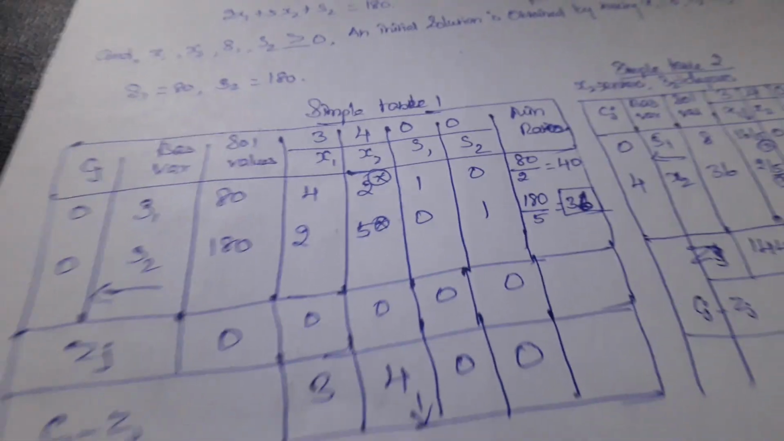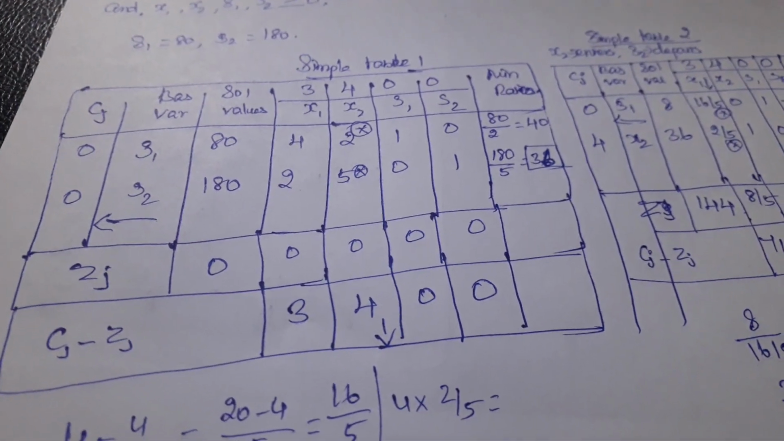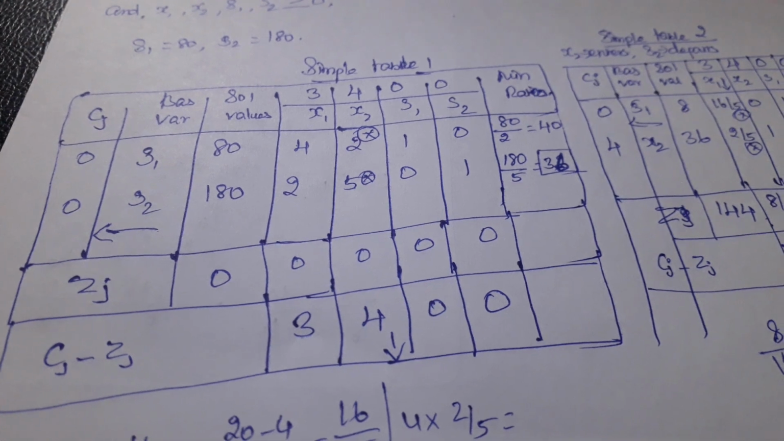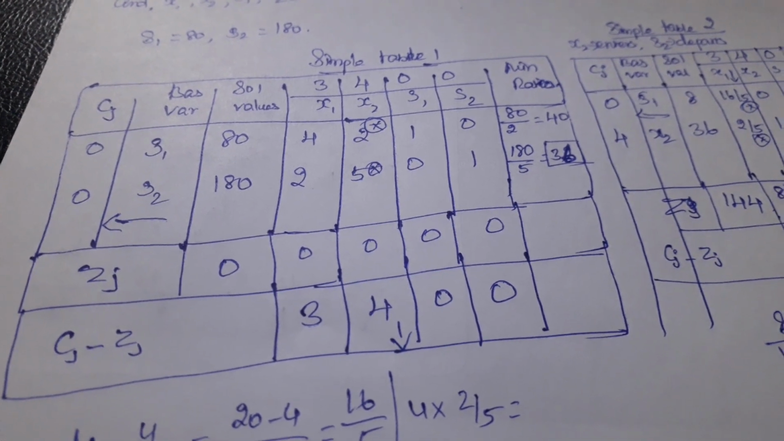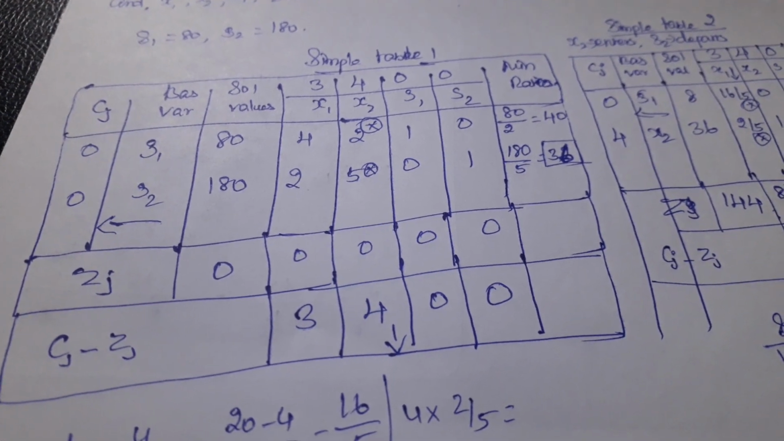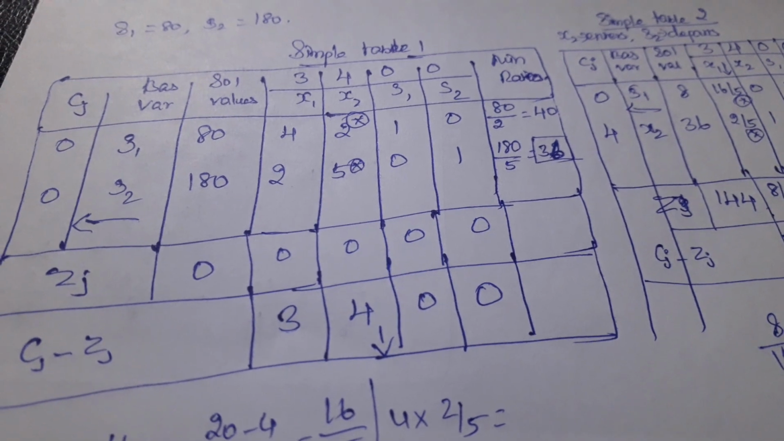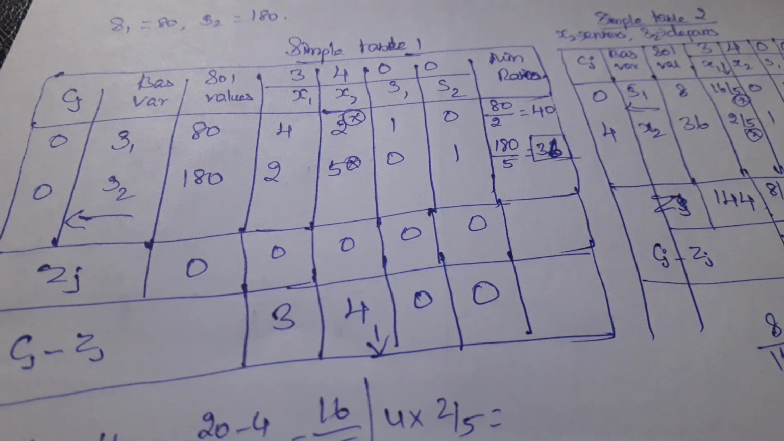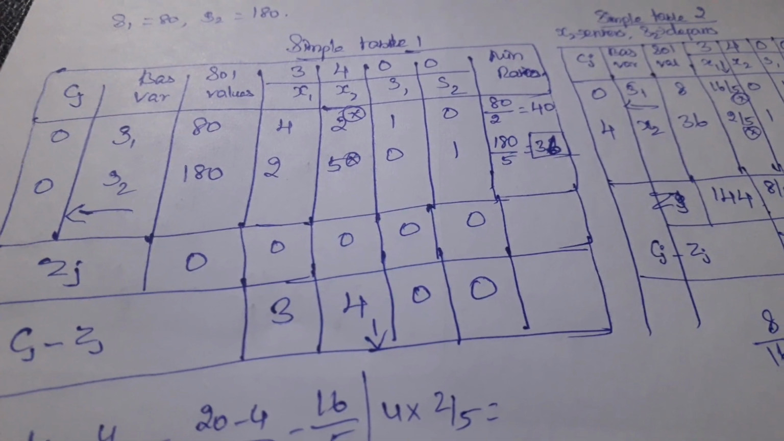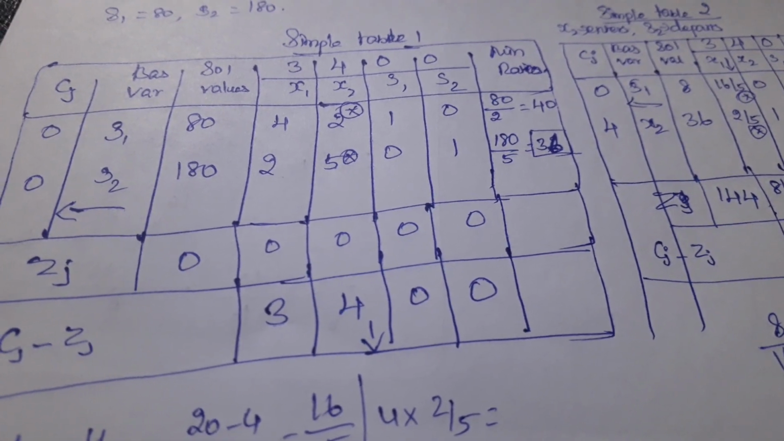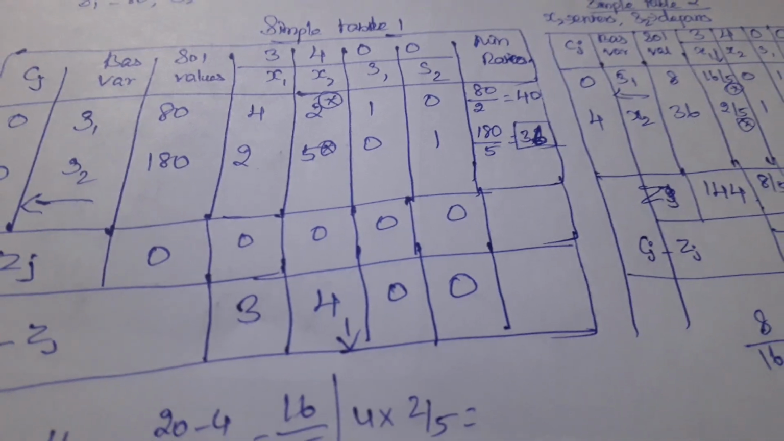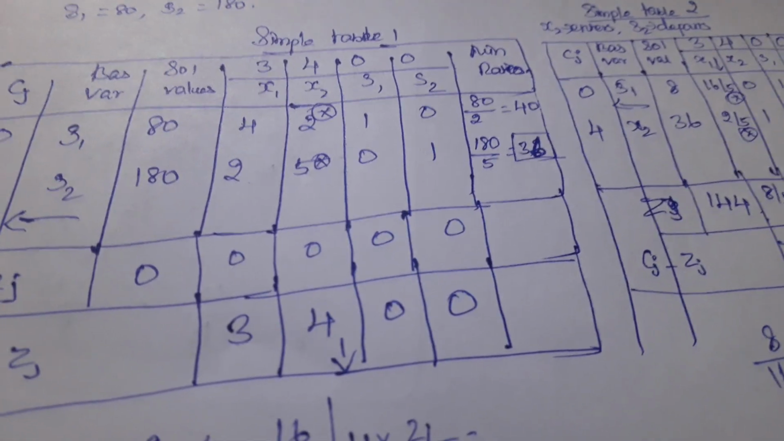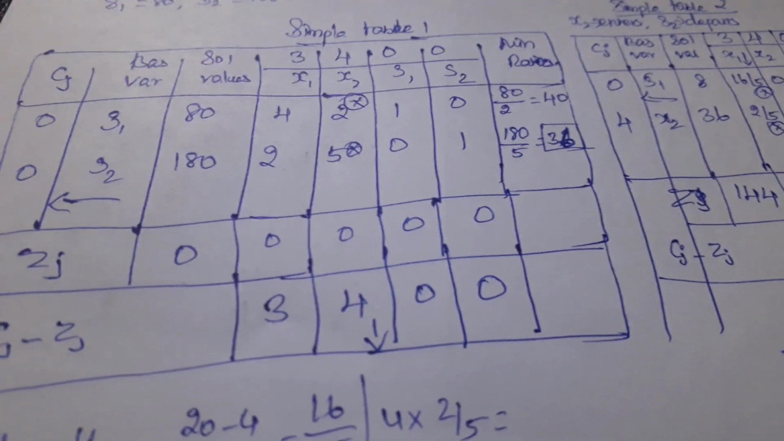After that we have to draw a simplex table. In that table the headings would be the coefficients of variables, basic variables and solution values, and the objective function on the top along with the coefficients. x1 coefficient 3 and x2 coefficient 4, S1 coefficient is 0 and S2 coefficient 0, under the minimum ratios.